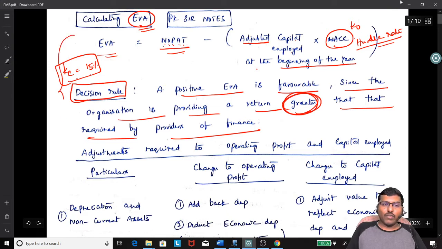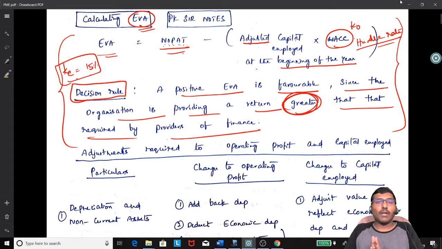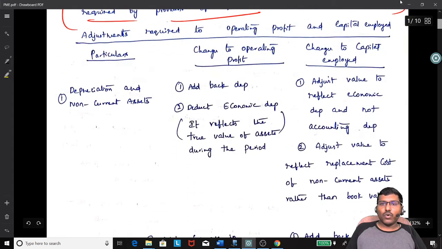So what did we learn right now? First of all, what is EVA? To put it quite simply, it is NOPAT minus adjusted capital employed at the beginning of the year into overall cost of capital, or weighted average cost of capital. What is NOPAT? Net operating profit after taxes. Got this? Chalo, now this is the core area that you have to learn.